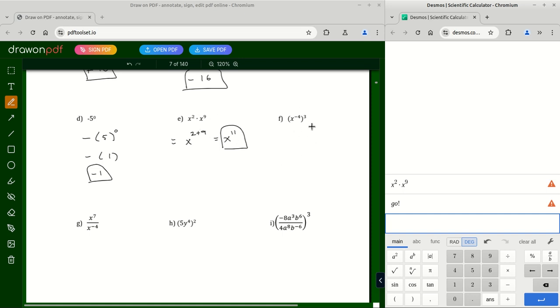All right, this guy, powers of powers are actually multiplying. So I'm going to multiply those 2 numbers up there. And I got 4 times 3 is 12. Again, that's going to be a negative.